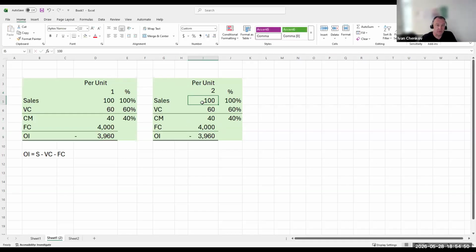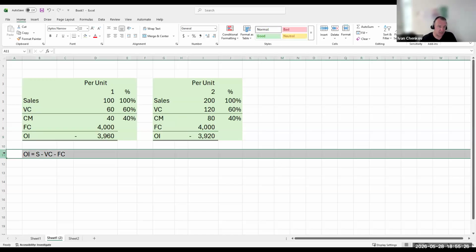If I sell two products, then I'm going to have $100 times 2. That will be my sales. Variable cost will be variable cost for one unit times the 2 units that I'm selling, 120. Then my contribution margin is going to be $80. Fixed costs are fixed costs. There's no operating income because I'm still losing money. But as you can see, there's a change in the operating income.